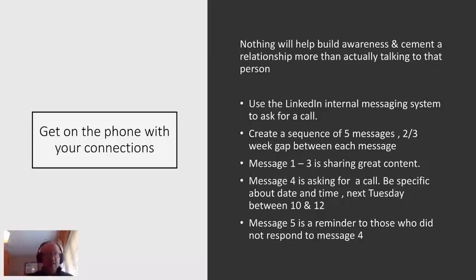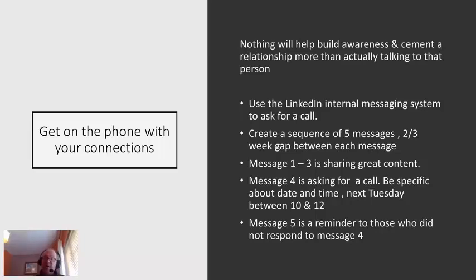So on message 4, and the script can vary depending on the client's needs and what they're comfortable saying, the general gist of it is: listen, we've been connected here on LinkedIn for a while. It's great to know you online, but I like to get to know my connections offline. Would you be up for a phone call, let's say next Tuesday between 10 and 12? So message 4 is really a request to get on the phone.